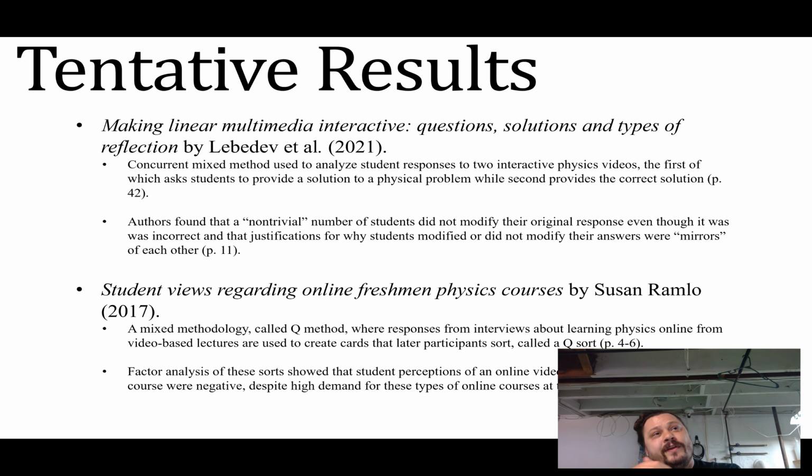And then they watched a second video, which was an explanation of the correct solution. And then the follow-up question after that was, did you change your answer? Why or why not? And they found that a non-trivial number of students didn't modify their original response, even if it was incorrect. So that's an interesting finding that you wouldn't necessarily get out of a pure quantitative study, because you really have to let students explain themselves and their thinking in a long form qualitative sense, instead of just giving them a multiple choice where the correct answer is A.